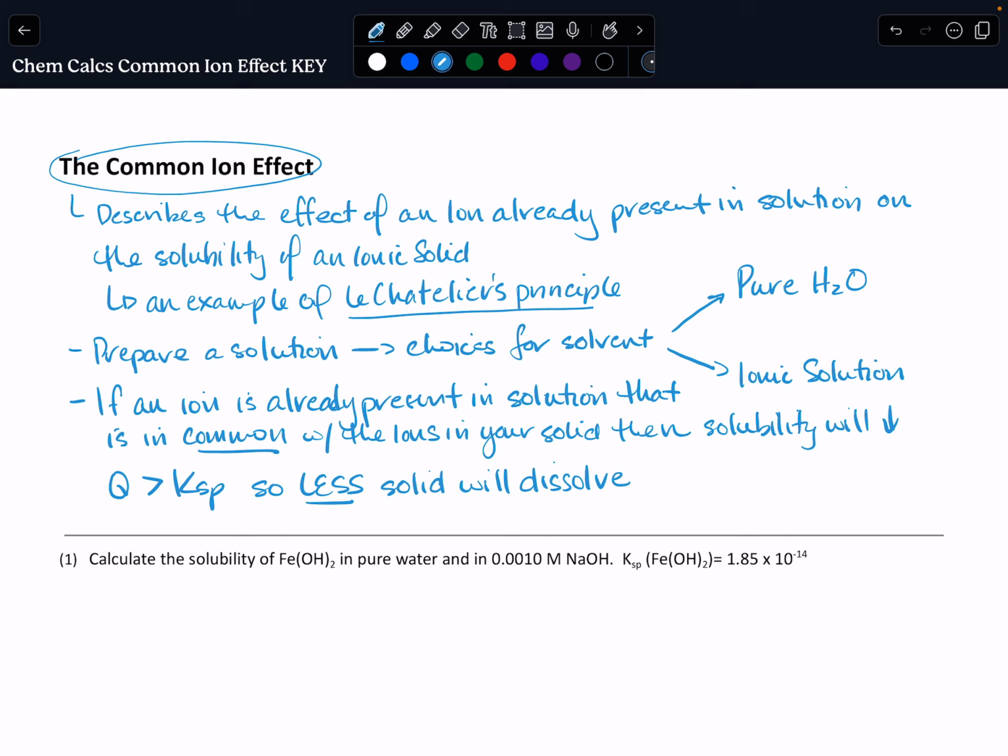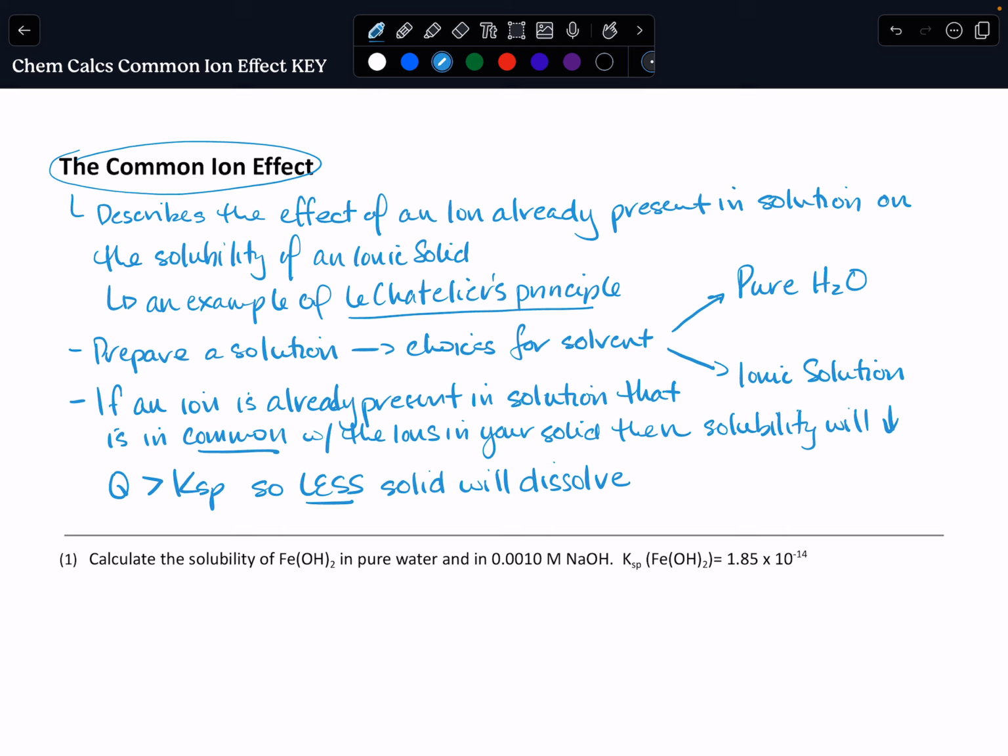If you want to think of it this way, by having a common ion already in solution and then trying to dissolve a solid that has that ion in common, it's basically supersaturated your solution for that particular ion. And if either ion is supersaturated, then you consider the whole solution supersaturated. So you're going to be much more likely to have a precipitation event occur. And in general, whenever you have a common ion present, your solubility is going to decrease.